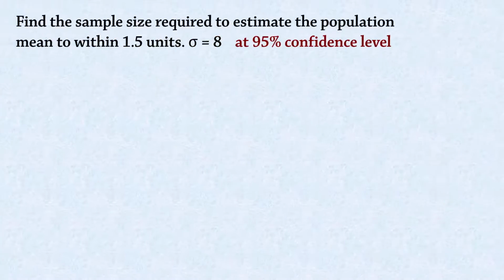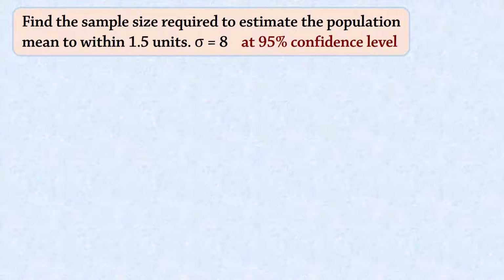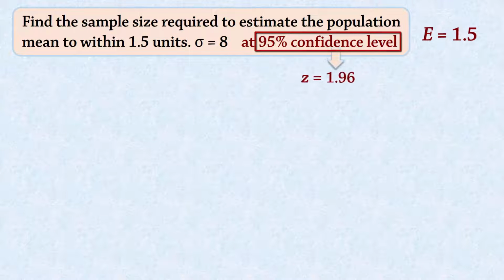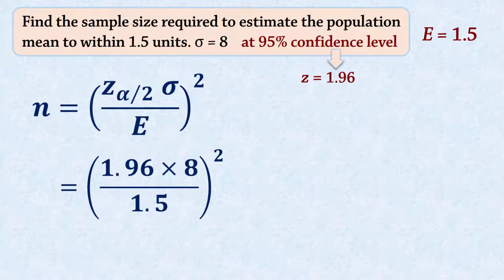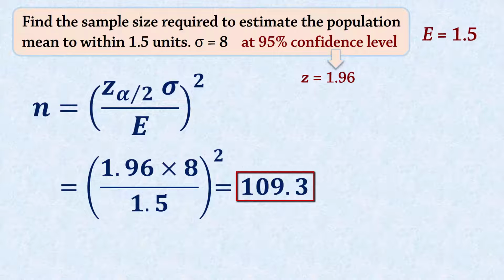So for example, to find the sample size required to estimate the population mean to within 1.5 units, where the population standard deviation is 8 and at 95% confidence level, we substitute the values into the sample size formula to obtain 109.3. Since the sample size is the number of observations, it should be a whole number. So if we round 109.3, we should get 109.